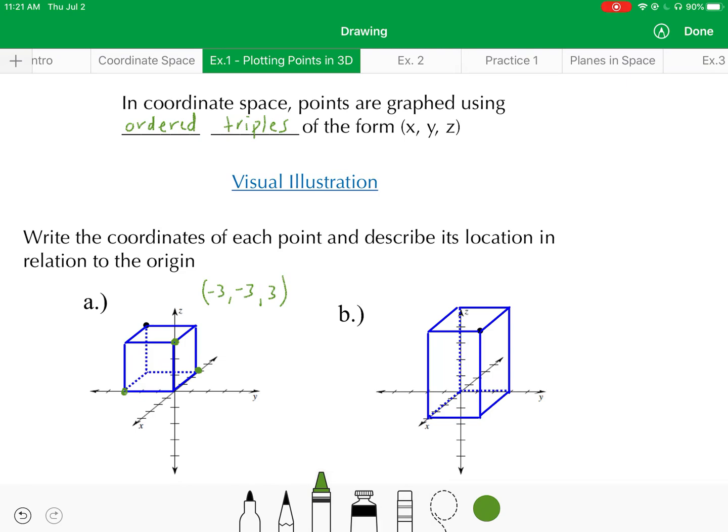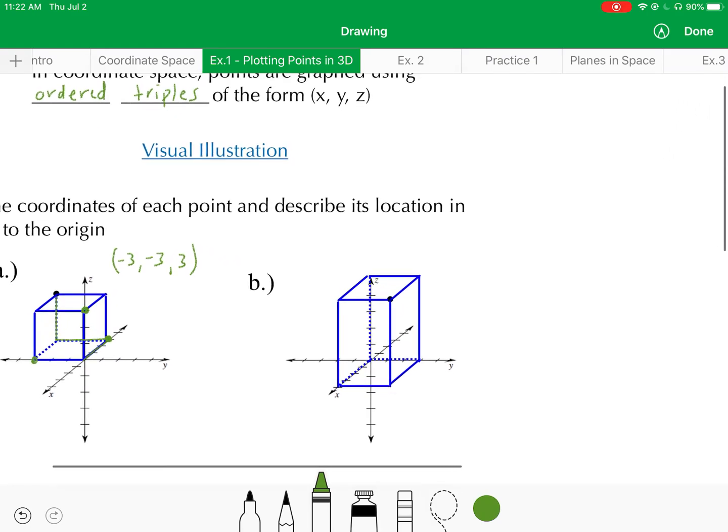And so you can see in terms of the location in relationship to the origin. So to get to that point from the origin, you would be moving 3 units back, then 3 units left, and then 3 units up. Okay. All right, let's do the same thing for the point over here. The x coordinate appears to be at 4.